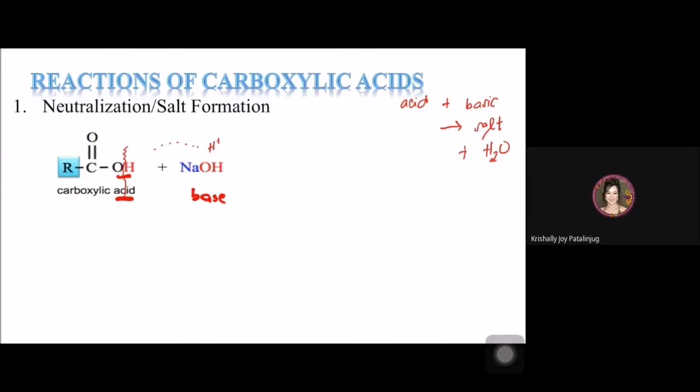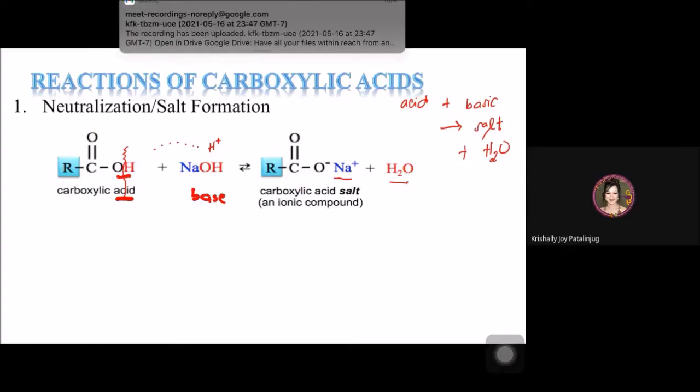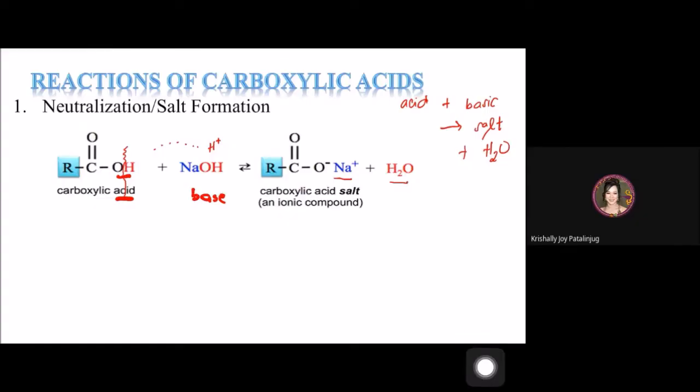And this will produce a salt, specifically a carboxylate salt, in the form of sodium carboxylate, liberating the byproduct water in the reaction. This is all about neutralization or salt formation, simply reacting a base with a carboxylic acid, producing a carboxylate salt and a byproduct water.